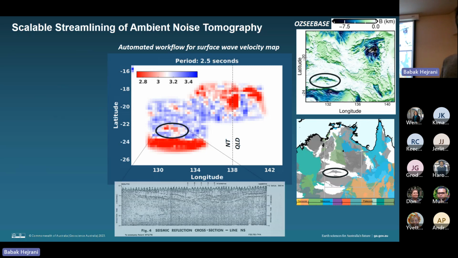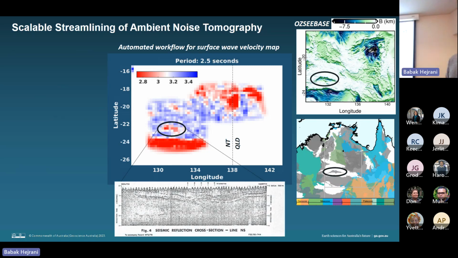Another feature in this model is the Nalia Basin. I was not expecting the Nalia Basin to show up in our ambient noise tomography model, just because it's quite small compared to other features here, but it's nicely showing up. This is a report from 1973, I think. Back then, GA was called BMR, and this is one of the first seismic lines that GA did over the Nalia Basin. So the method is working. Now it's fully automated, and we can generate these images.